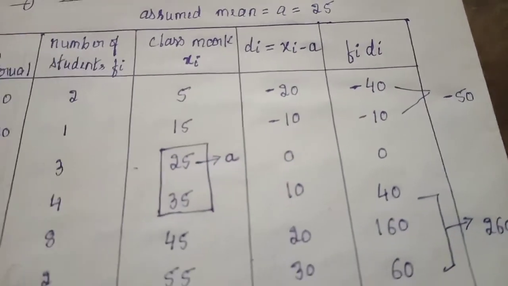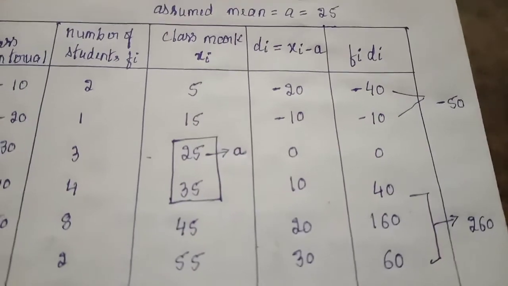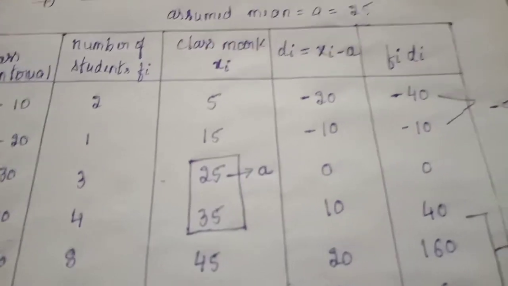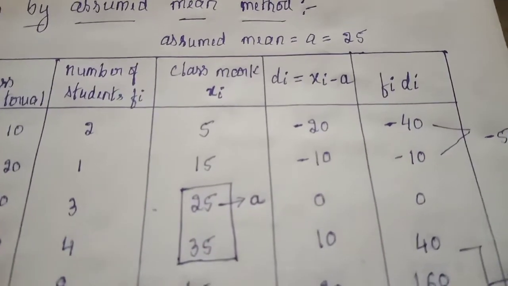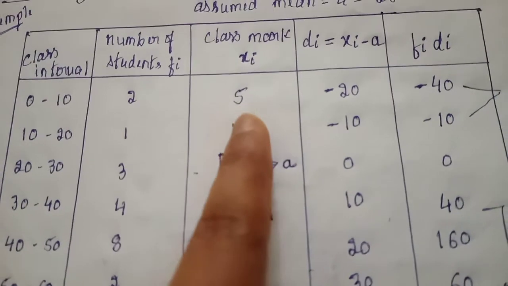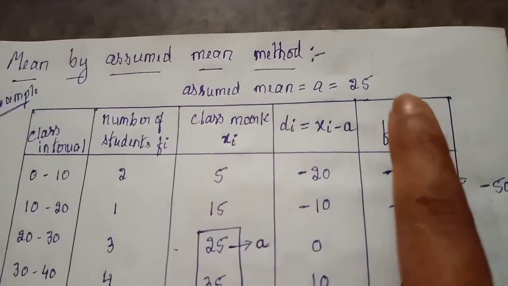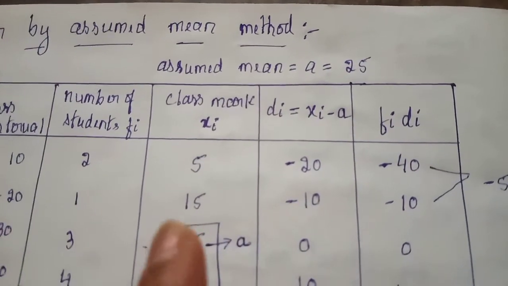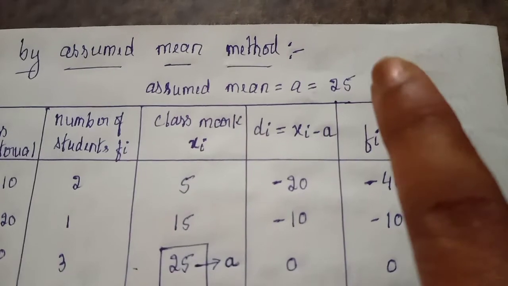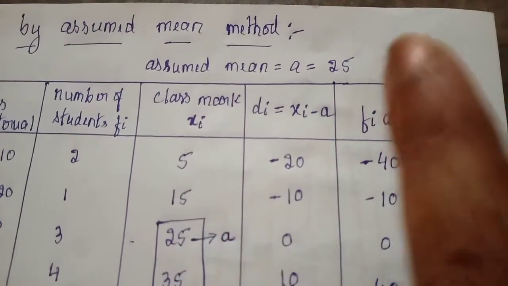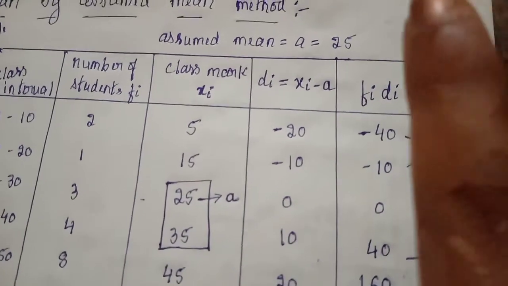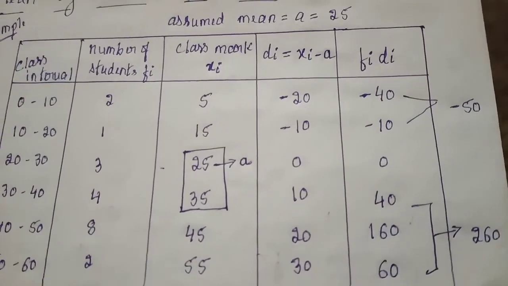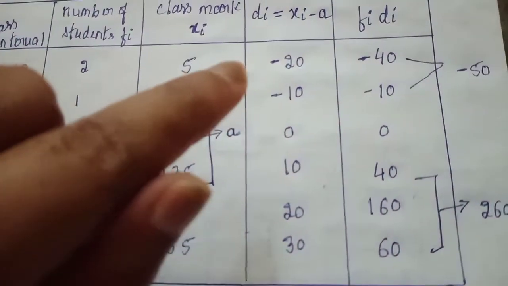Now let me complete the di column by subtracting a from xi. You should be very careful in subtracting here. xi is 5. 5 minus 25 is minus 20. 15 is xi, 15 minus 25 is minus 10. 25 minus 25 is 0. 35 minus 25 is 10. 45 minus 25 is 20. 55 minus 25 is 30. You can observe this pattern.